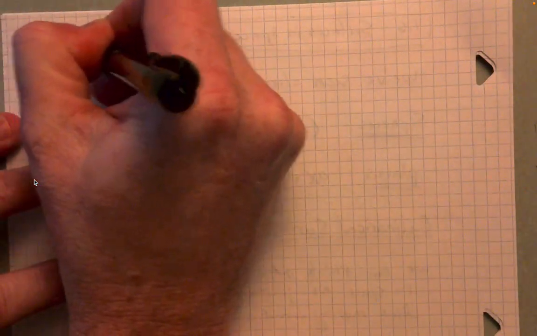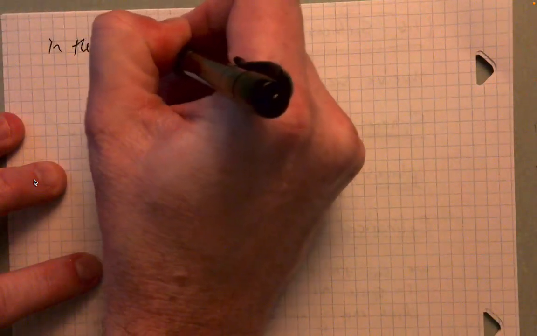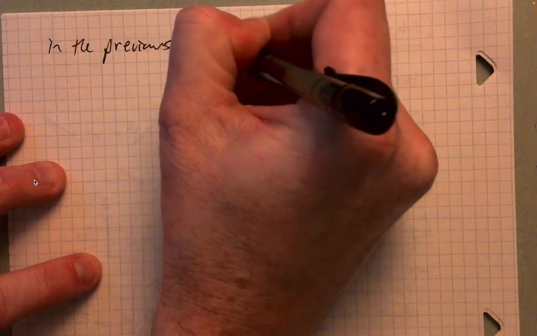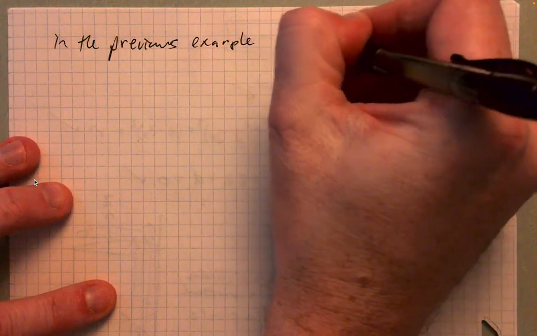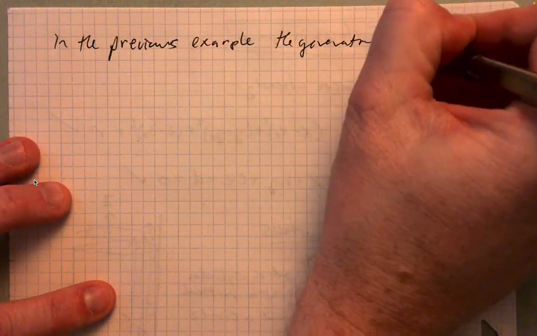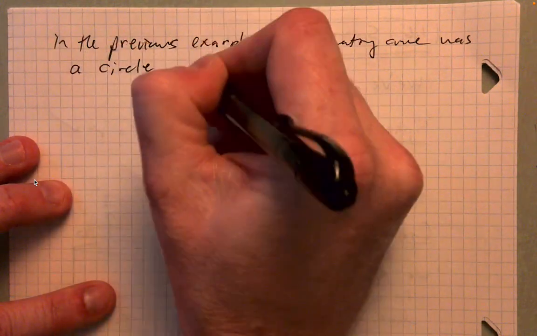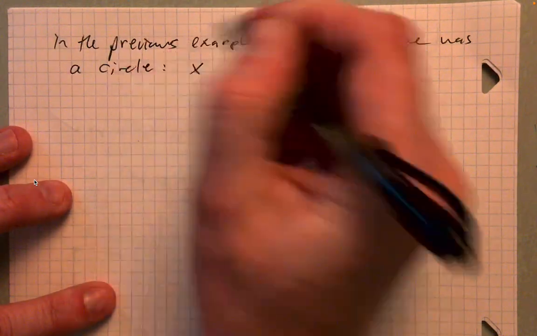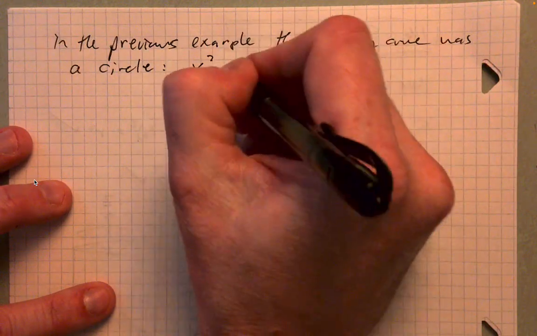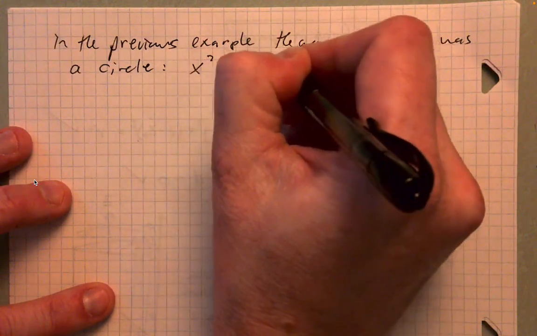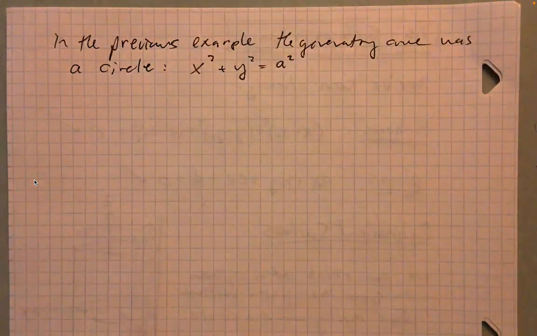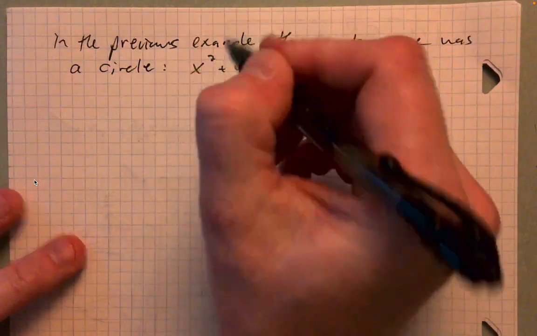So in the example we were just looking at, in the previous example, the generating curve was a circle, and the equation there is x squared plus y squared equals a squared, where a is the radius of the circle.